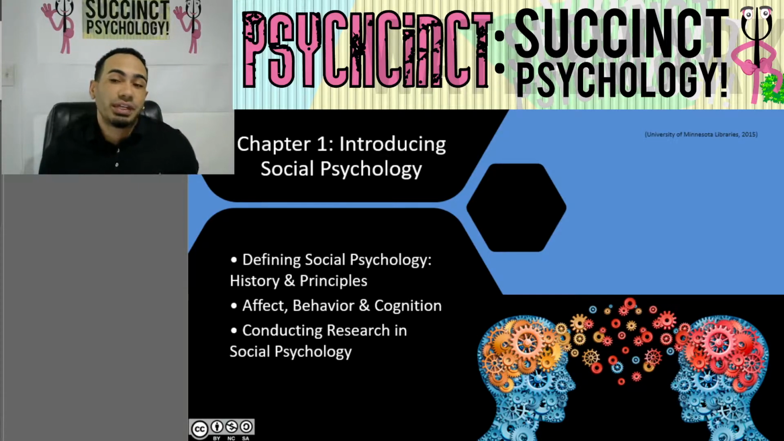Alright, so this first set of videos in Chapter 1 are going to be involved with defining social psychology. So we're going to discuss a little bit of the history of social psychology as well as some principles. And then we'll be discussing affect, behavior, and cognition in a bit more detail. And then we'll also be discussing a bit of conducting research in social psychology.